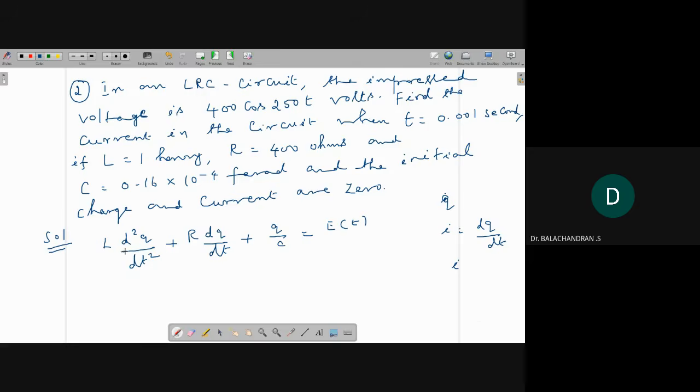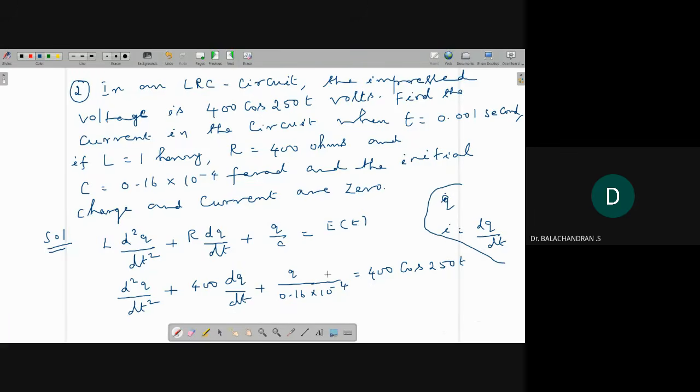Now, L is 1, so d square q by dt square plus 400 dq by dt, R is 400, plus q by C. What is C? 0.16 into 10 to the power of minus 4, is equal to E of t. What is E of t? 400 into cos 250t.